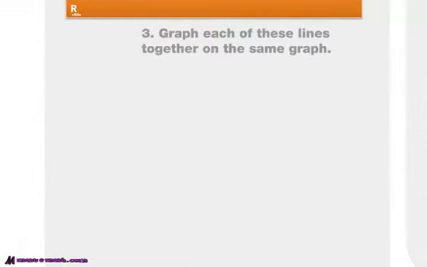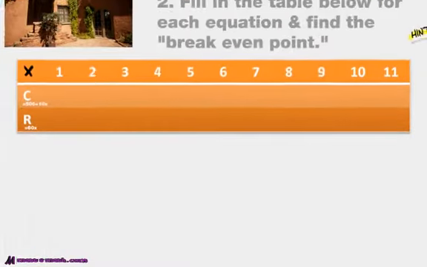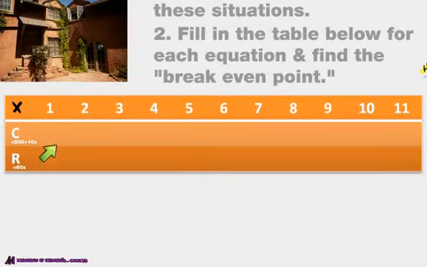All right, so what we're going to do now is graph these lines together on the same graph. You take the points that you got in this section. When you plugged in 1, you got 510. You plugged in 2, 520, 530, 540, 550, and so forth. And then you plug in 1 there, and it's 60. Plug in 2, that's 120, 180, 240.